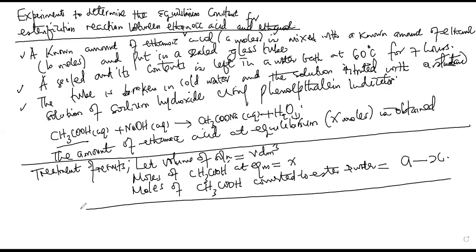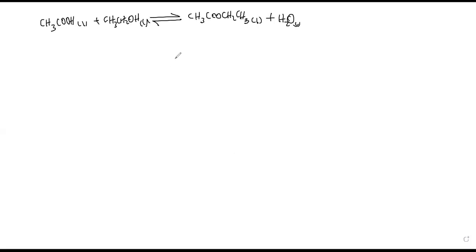So since this is the case, we can now write the equation and put the information in. Ethanoic acid liquid plus ethanol liquid form ethyl ethanoate liquid plus water liquid. Let us begin with initial moles. The initial moles of ethanoic acid were A, while the initial moles of ethanol are B. But initially, we don't have an ester, ethyl ethanoate, and we don't have water. We have only the reactants.